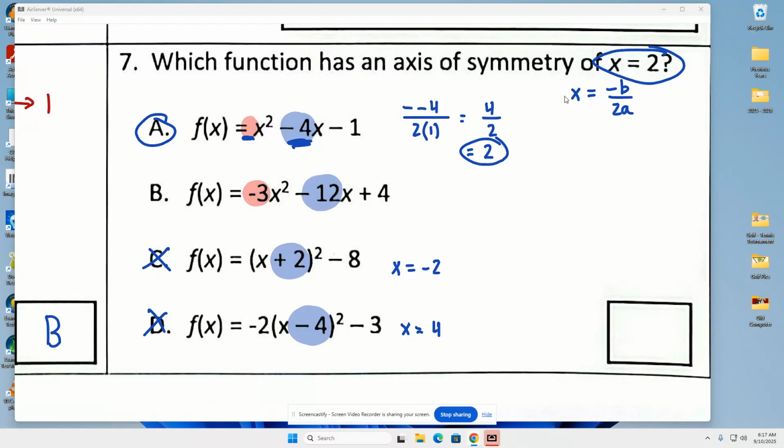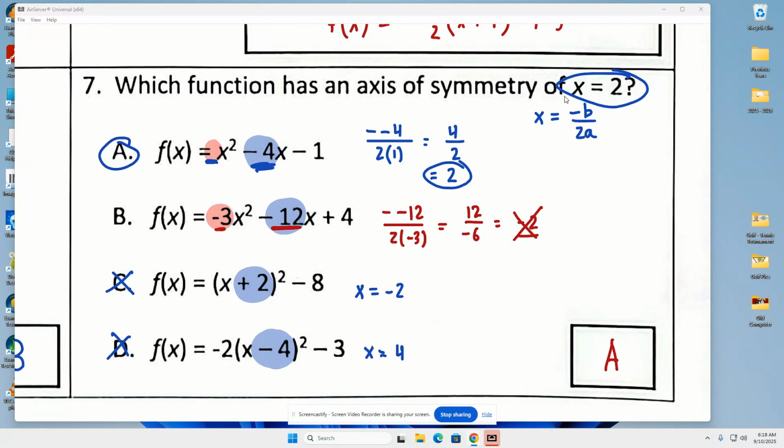But let's just check real quick, make sure we didn't make a mistake. This one is negative b, which is negative 12. See it right here? Divided by 2 times a, which is negative 3. Well, negative 12 is positive 12. 2 times negative 3 is negative 6. What's 12 divided by negative 6? Negative 2. That does not match. So it does, in fact, happen to be A.